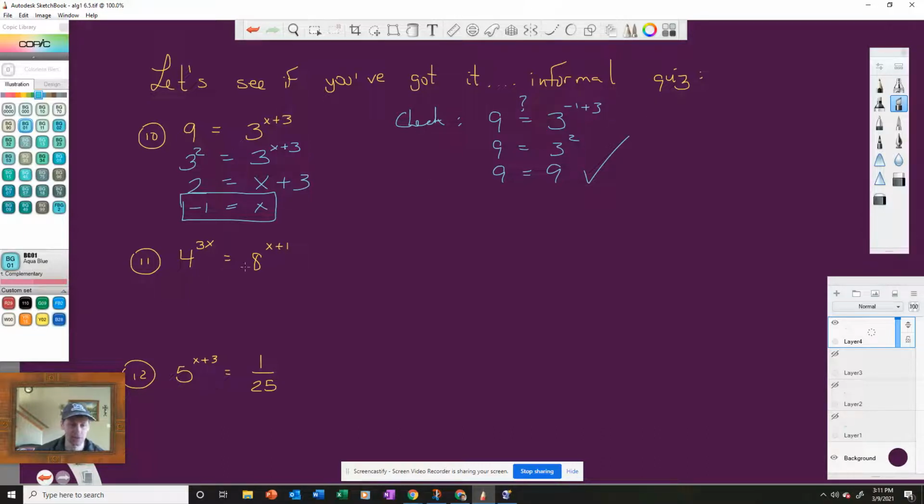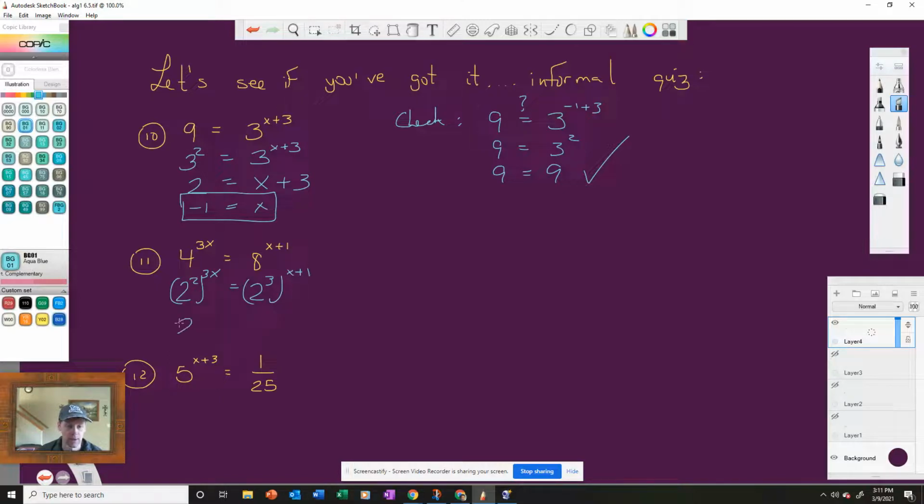All right, on number 2, can I rewrite 8 as a 4 to the something? No, I can't. Oh, but could I rewrite both 4 and 8 as 2 to the something? I can. So let's do that. I'm going to write 4 as 2 squared. And I'm going to write 8 as 2 cubed.